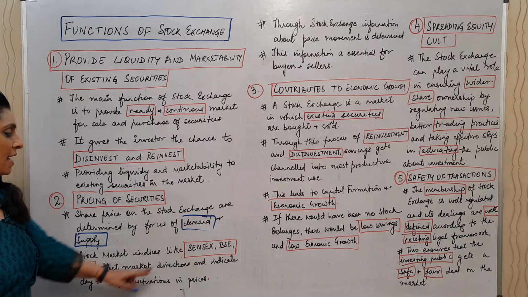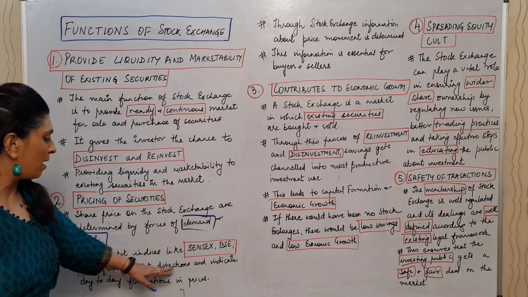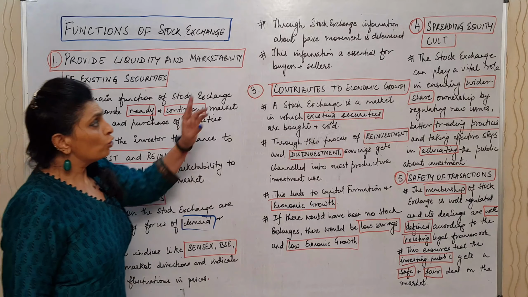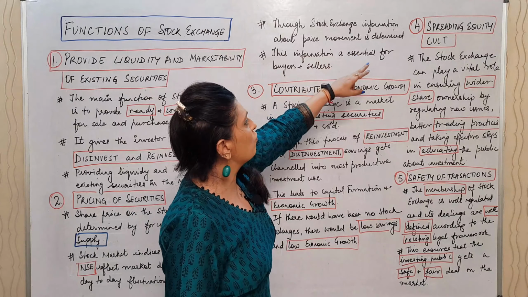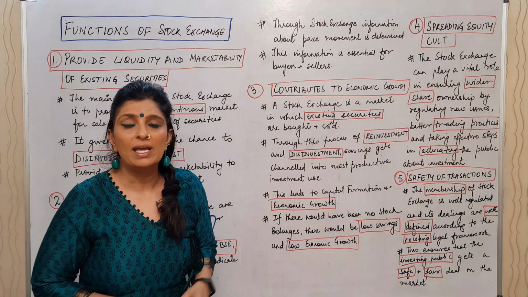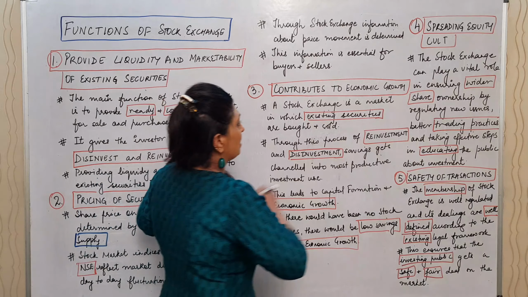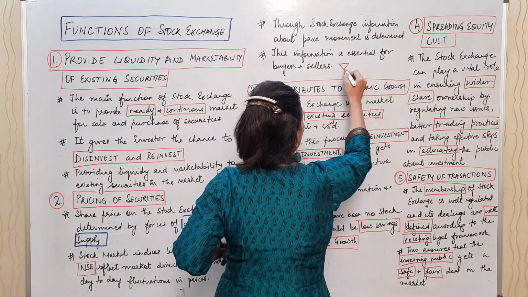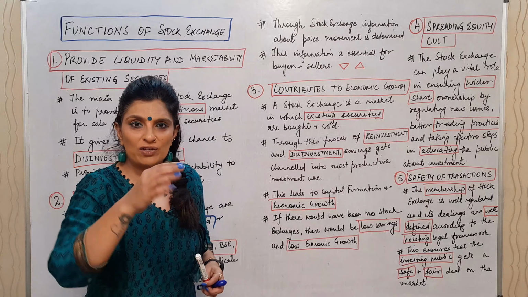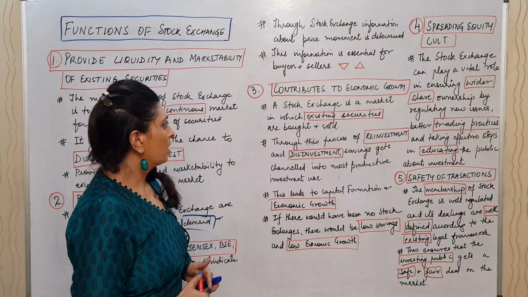Stock market indices like Sensex, BSE, NSE reflect market directions and indicate day-to-day fluctuations in price. So we come to know through stock exchange how information about price movement is determined. This information is essential for buyers and sellers, undoubtedly. That's why whenever I say this triangle, something like this and like this, we're talking about the price rise and price fall.